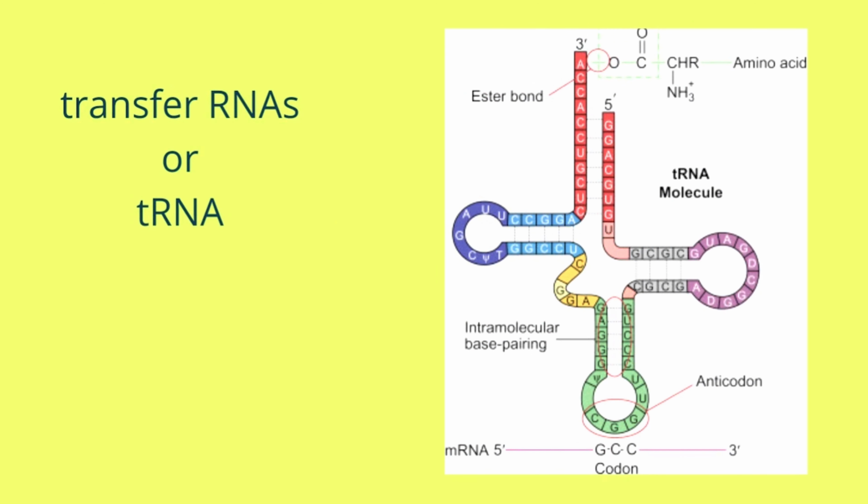tRNA is a small RNA chain of about 80 nucleotides that transfers a specific amino acid to a growing polypeptide chain at the ribosomal site of protein synthesis during translation. It has sites for amino acid attachment and an anticodon region for codon recognition that binds to a specific sequence on the mRNA chain through hydrogen bonding.